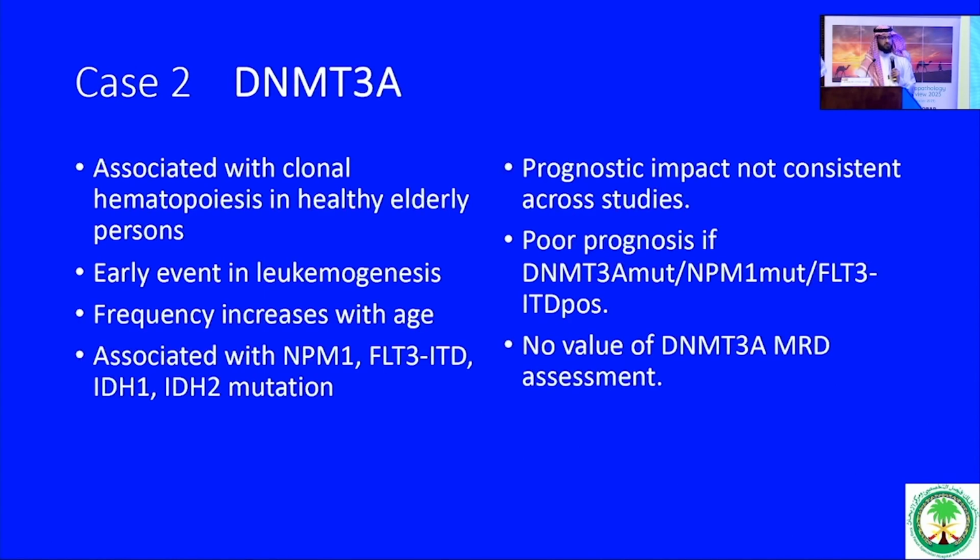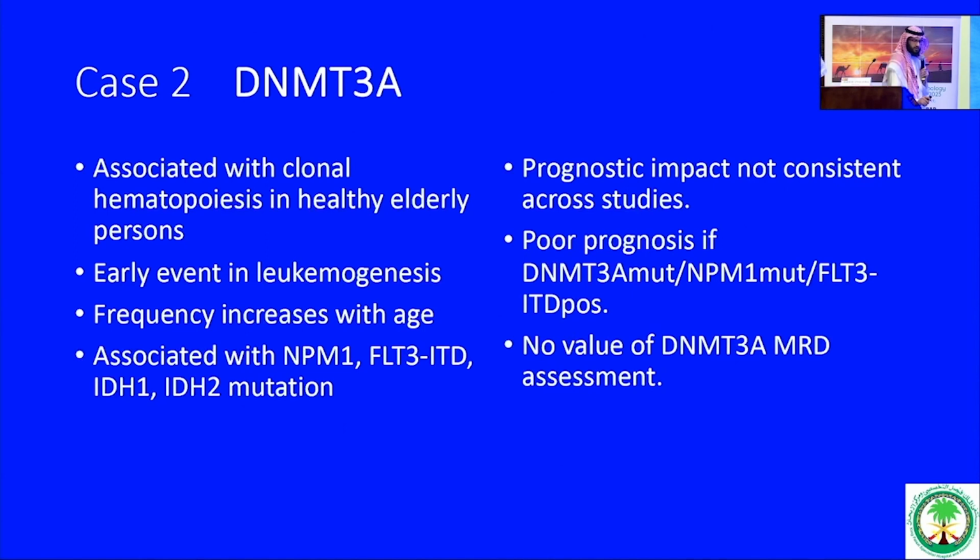DNMT3A is associated with CHIP; it's one of the very famous genes. There are many genes associated with CHIP, but 3 common genes are DNMT3A, TET2, and ASXL1. So ASXL1, DNMT3A, and TET2 are associated with CHIP.